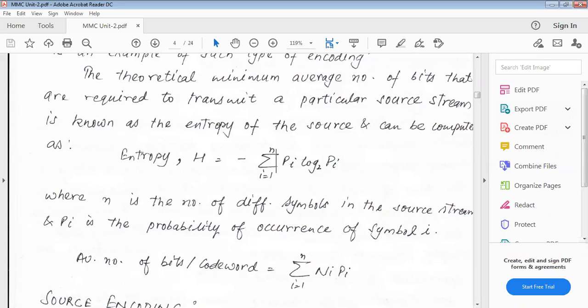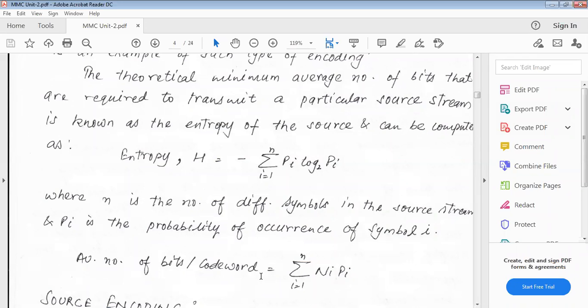Using this they are going to find out the average number of bits per code word, which can be calculated by using this formula. By doing this entropy and this average number of bits per code word, we will be able to send the code words in terms of prefix. They are going to use prefix.